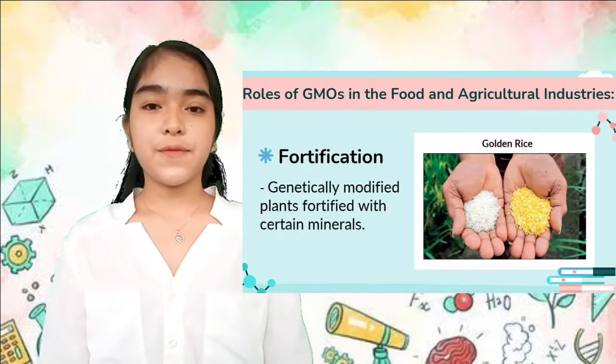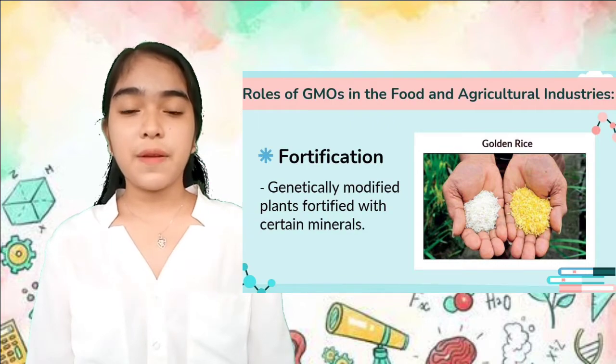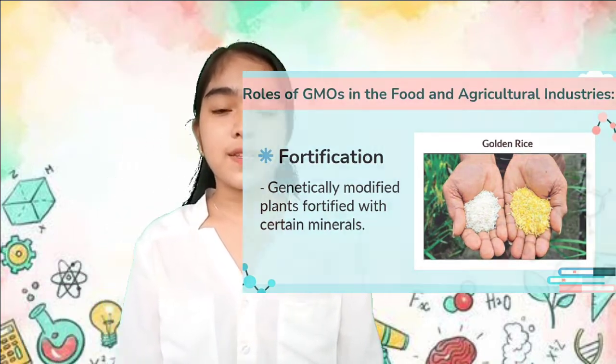So the next one is fortification. These are genetically modified plants fortified with certain minerals. Basically, this increases the nutritional value of crops through either selective breeding or genetic modification. Instead of adding nutrients to the food after harvesting, the plants themselves are altered so that they produce these nutrients. It is like increasing the nutrient or mineral content of a food or condiment to improve or enhance the quality of the food in terms of nutritional value, which in turn provides a public health benefit with minimal risk to our health. An example for this is golden rice.